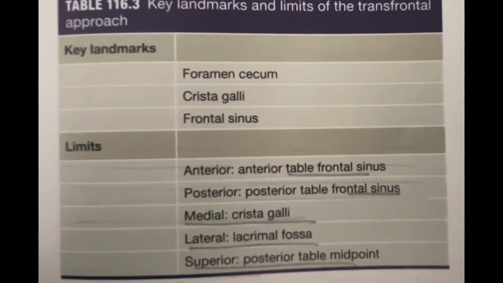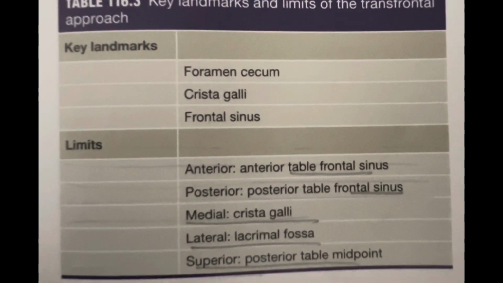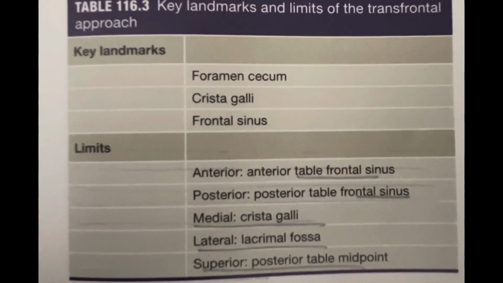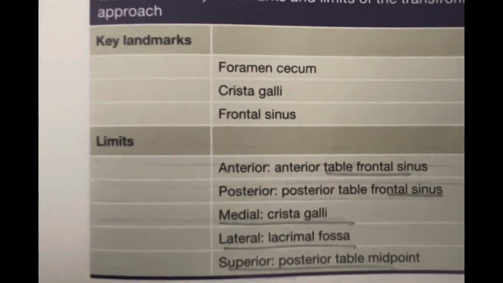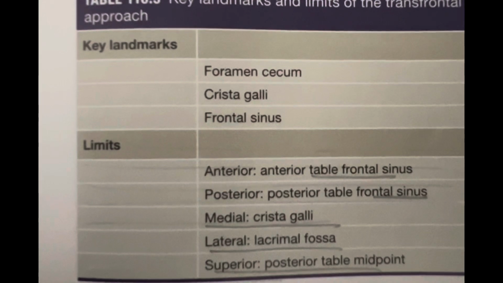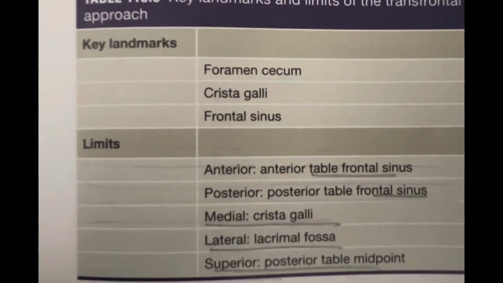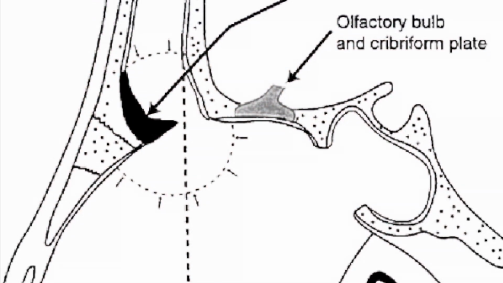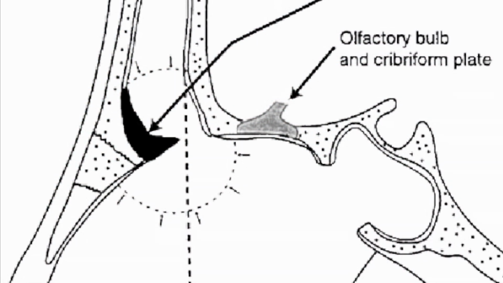Limits are: anteriorly, the anterior frontal sinus table; posteriorly, the posterior table of the frontal sinus; medially, the crista galli; laterally, the lacrimal fossa; and the superior limit is the posterior table midpoint. And this approach has key structures like the foramen cecum and crista galli in the frontal sinus.